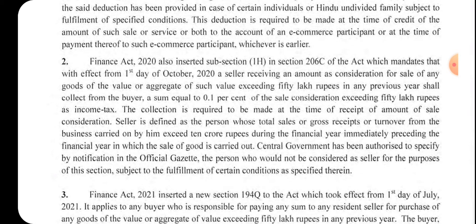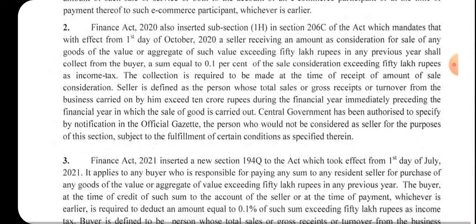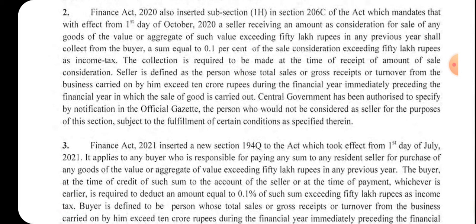Para 2 says Finance Act 2020 also inserted subsection 1H in section 206C of the Act, which mandates that with effect from the first day of October 2020, a seller receiving an amount of consideration for sale of any goods of the value or aggregate of such value exceeding 50 lakh rupees in any previous year shall collect from the buyer a sum equal to 0.1% of sale consideration exceeding 50 lakh rupees as income tax. The collection is required to be made at the time of the receipt of the amount of sale consideration.